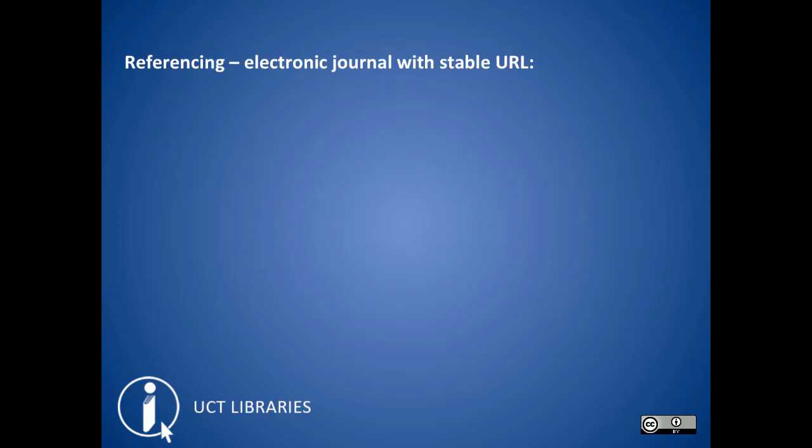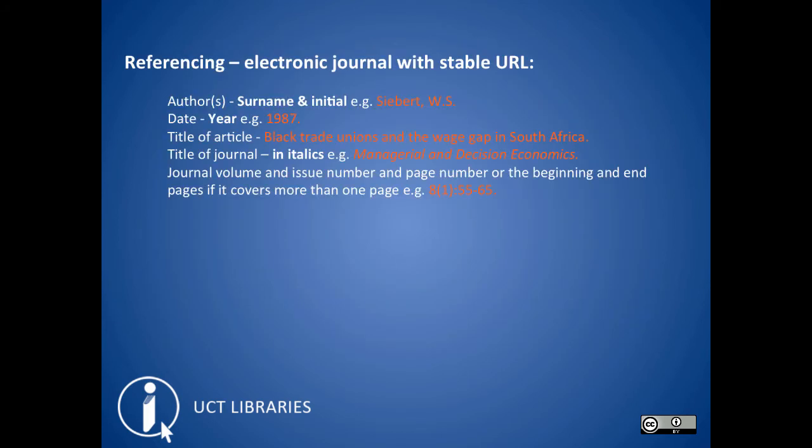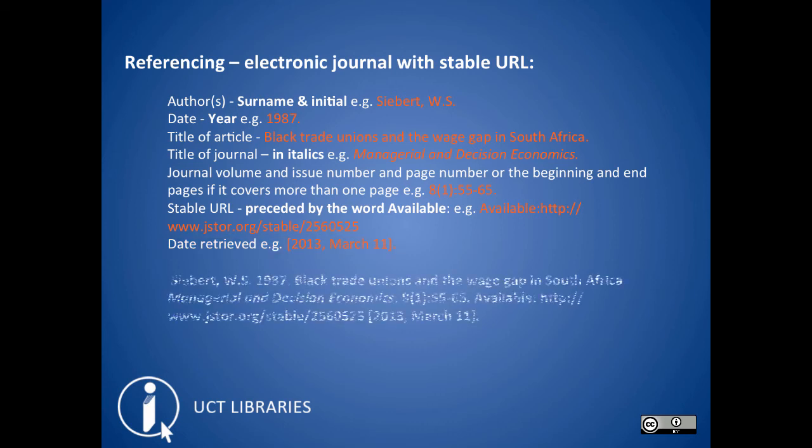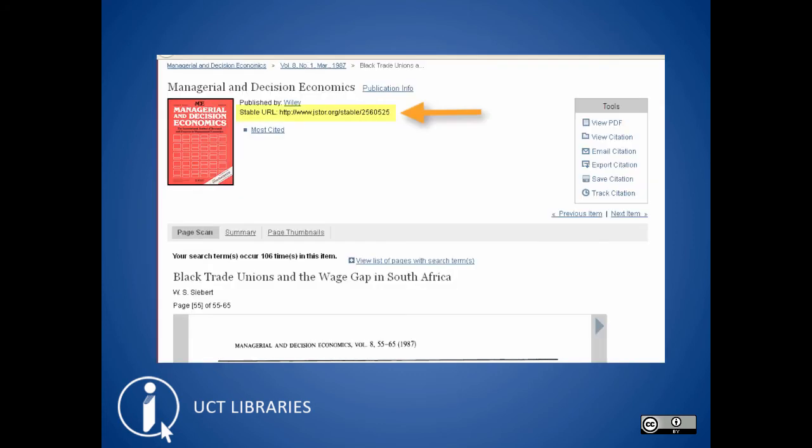An electronic journal may also have a stable URL, or a reliable permanent link directly to online content that is offered by a database. You would then include the stable URL and the date you accessed the article in your Works Cited. The database will provide the stable URL if it is available, as seen in this example.